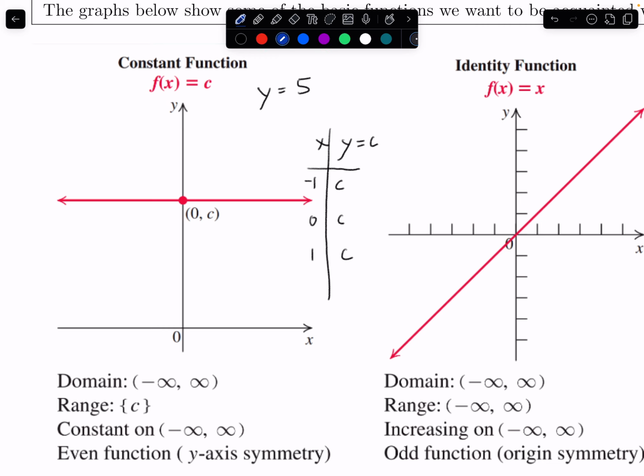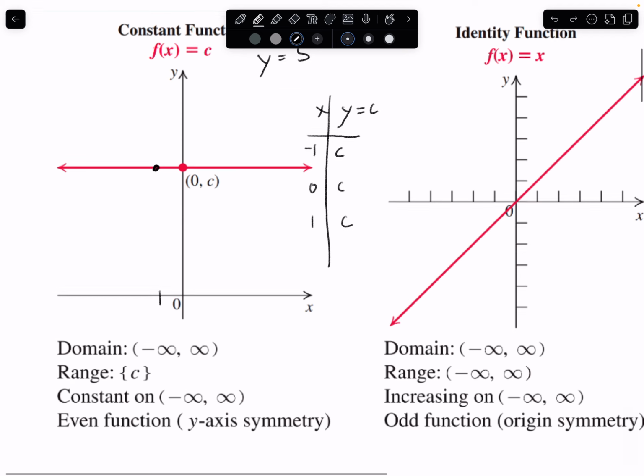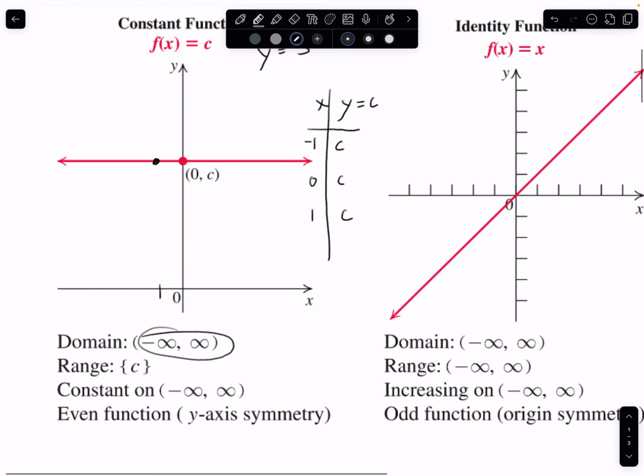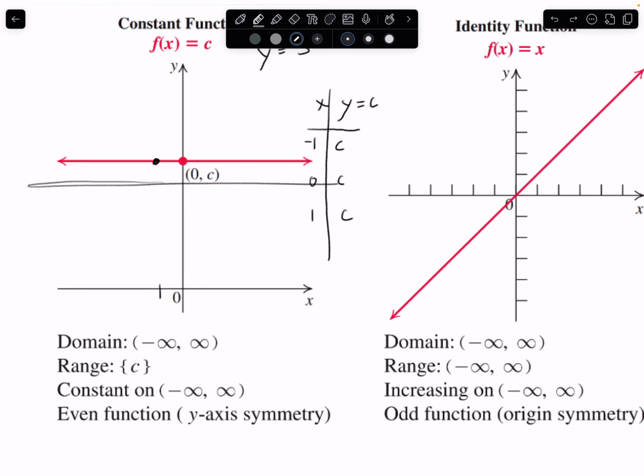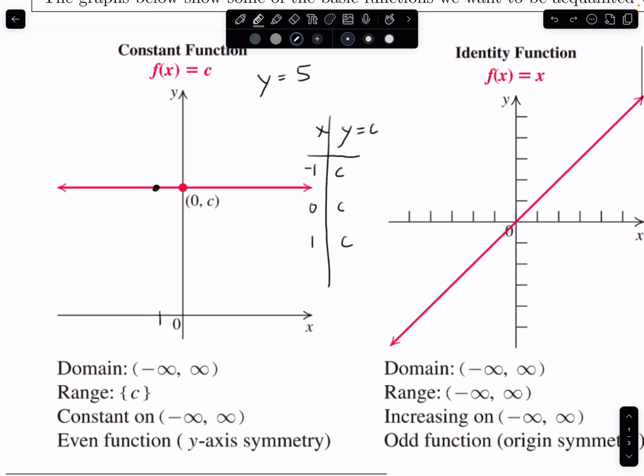So then I go to plot these points, -1 comma c, right there, 0 comma c, 1 comma c, and then you start to get the pattern, right? And then you just connect the dots to get your horizontal line. So that's the constant function. Domain is -infinity to positive infinity, because looking at it, I get all x values to the left and right, right? The range is only that c, because looking at the up and down values that I get, there's only this one height that I get. So I only get y equal to c, whatever c is.